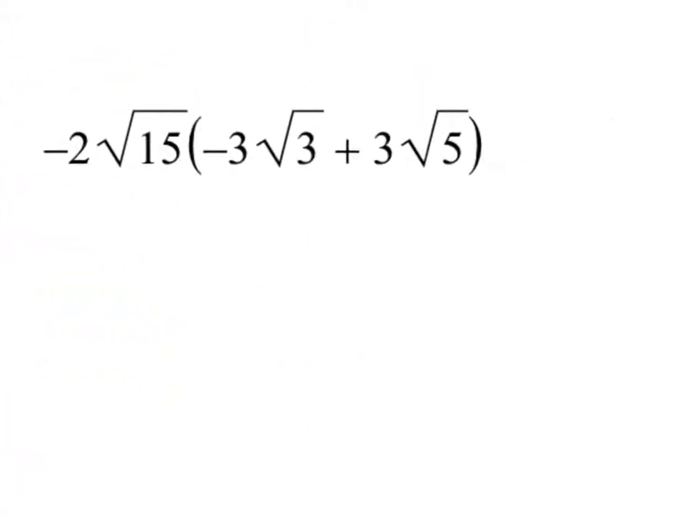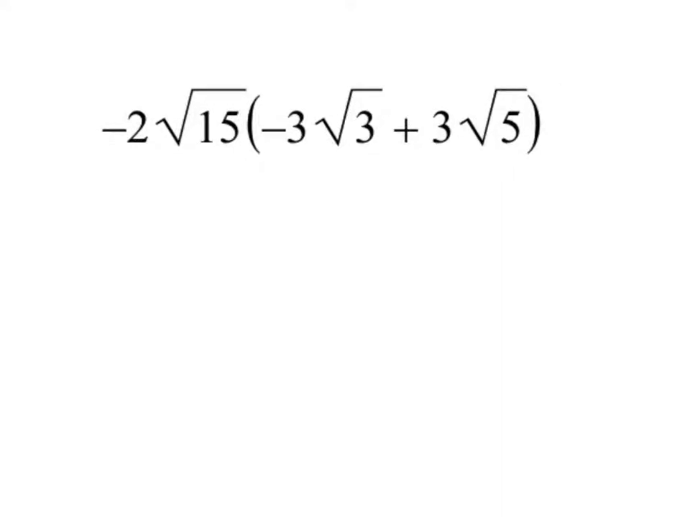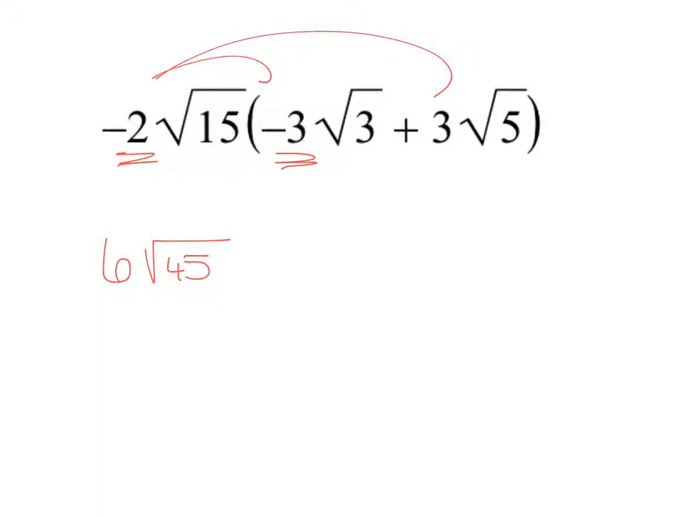The next example, I'm going to do the same thing. I will distribute the outside into the inside. With this one, I'm going to multiply the numbers first. So negative 3 times negative 2 is a positive 6, because negative times negative. And 15 times 3 is the square root of 45. Okay, and then I'm also going to multiply negative 2 times positive 3, which gives me a negative 6. And then that becomes the square root of 75.